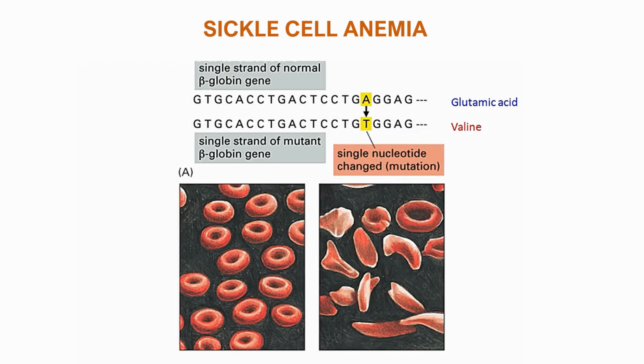So here we see a case of sickle cell anemia in which, in the beta globin gene, normally A is present. So this GAG, which amino acid does it code for? Glutamic acid. And due to mutation, when A is replaced by T, this is a single change in the nucleotide, and this sequence results in the formation of valine, which can cause sickle cell anemia.